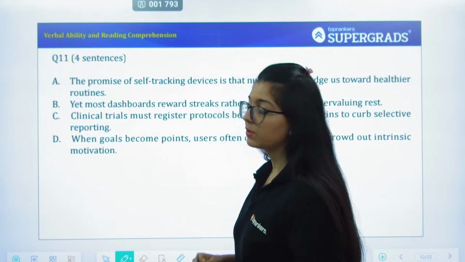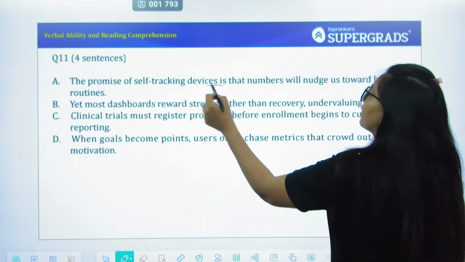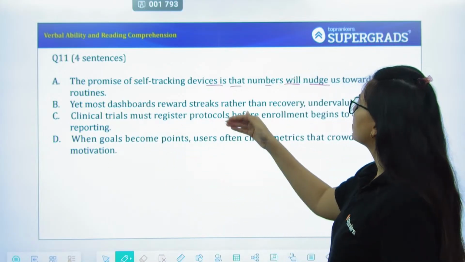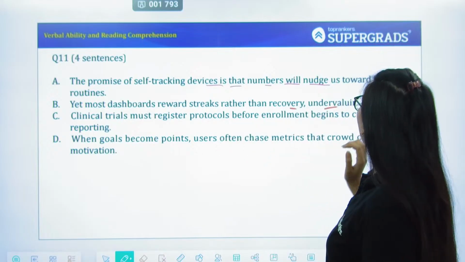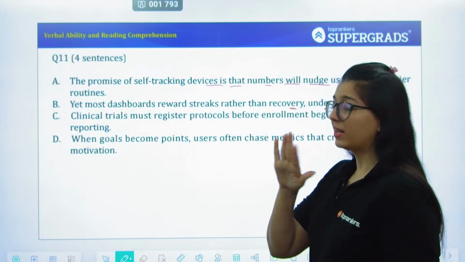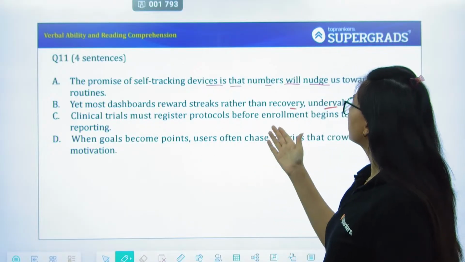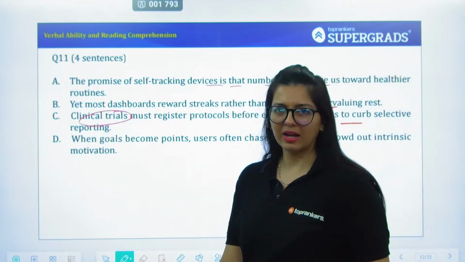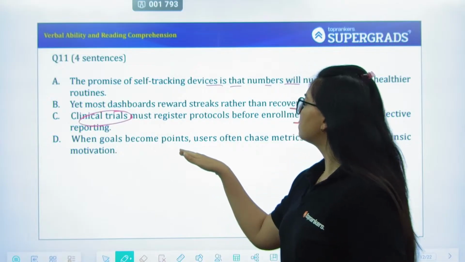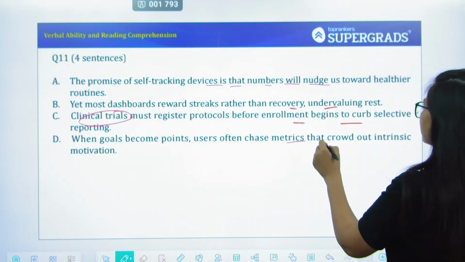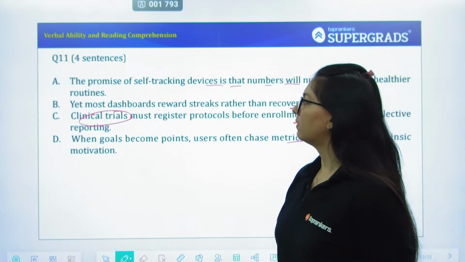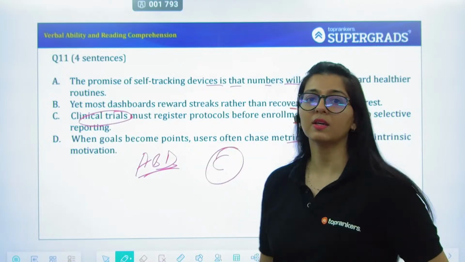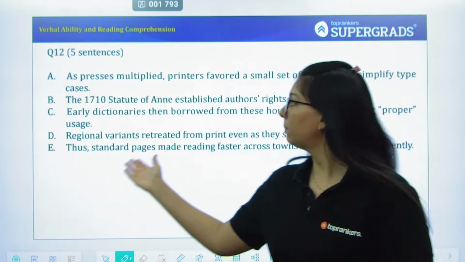Okay, so we have an incoming of C. Let's see. The promise of self-tracking devices is that numbers will nudge us towards healthier routines. Yet, most dashboards reward streaks rather than recovery, undervaluing rest. Okay, makes sense. Clinical trials must register protocols before enrollment begins to curb selective reporting. I mean, why are we talking about clinical trials now? We're talking about self-tracking until now. When goals become points, users often chase metrics that crowd out intrinsic motivation. So we know that A, B, and D is definitely a series in itself, with the odd sentence being statement C. Very well done there. Please get on to the next one.